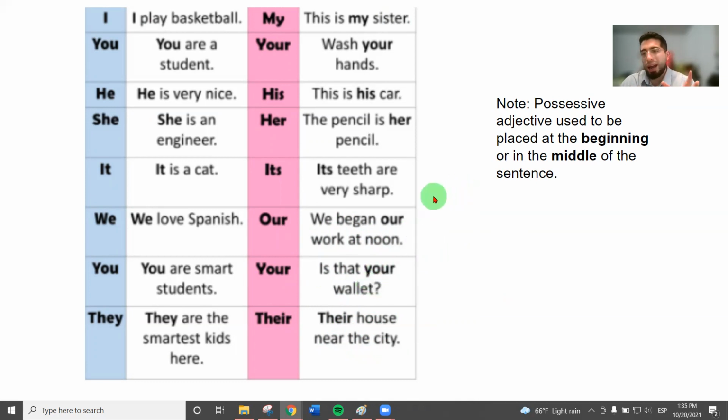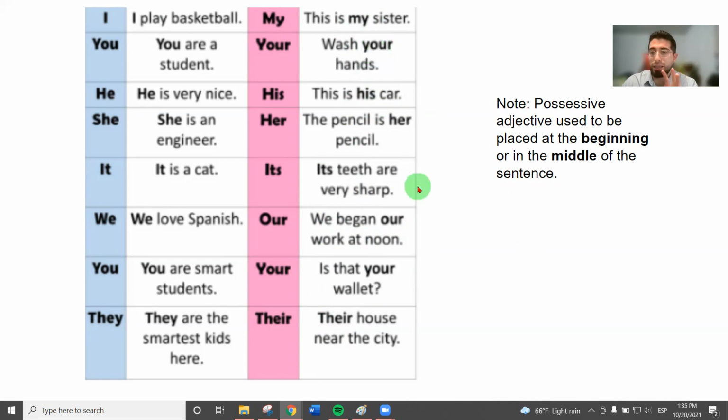So, as a small tip, right? Como un pequeño tip que podemos utilizar es que los possessive adjectives are used, se utilizan, so used to be placed, o suelen ser utilizados at the beginning, al comienzo de las oraciones, como por ejemplo acá que dice it's, o aquí que dice there, or in the middle of them, right? O en el medio de ellas. Por ejemplo, bueno, aquí cuando dice this is my sister, or wash your hands, ¿listo?